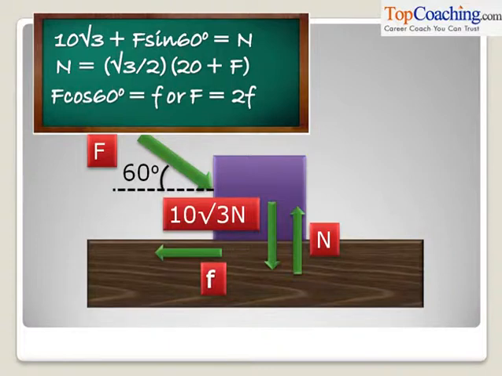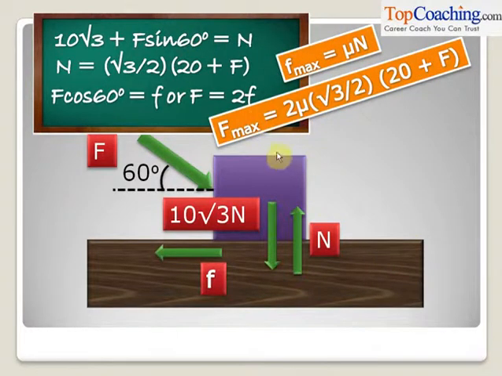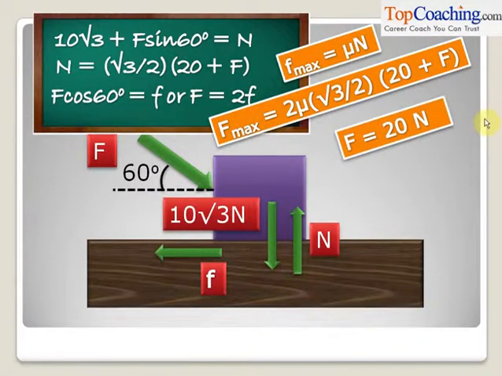So therefore the maximum value of capital F will be 2 times the maximum value of frictional force. The maximum value of frictional force is mu into N, isn't it? That is coefficient of friction into normal reaction. Mu is given in this question. When we substitute the value of mu and when we solve these two equations, we get the value of the maximum force capital F that must be applied at an angle 60 degrees to the block to keep the block at rest as 2 mu root 3 by 2 into 20 plus F. On simplification, capital F comes out to be 20 Newton.